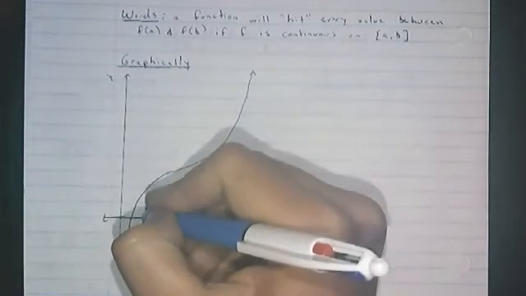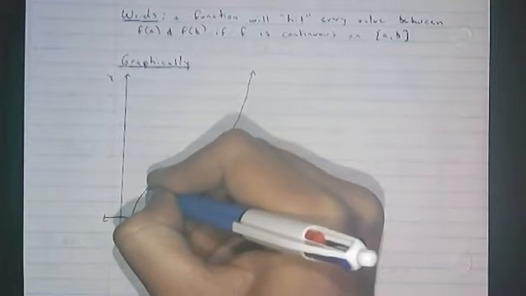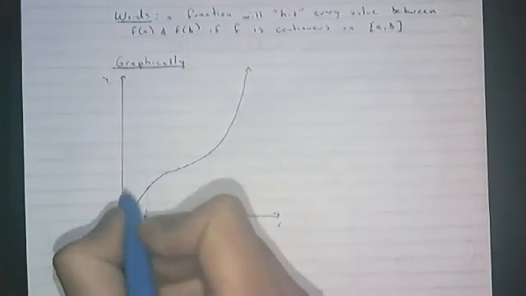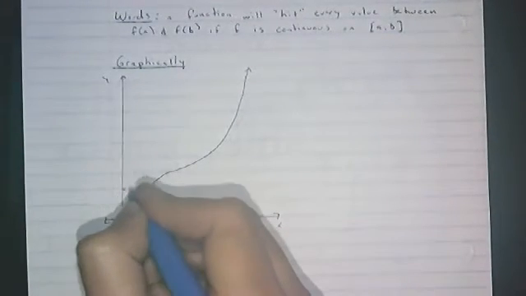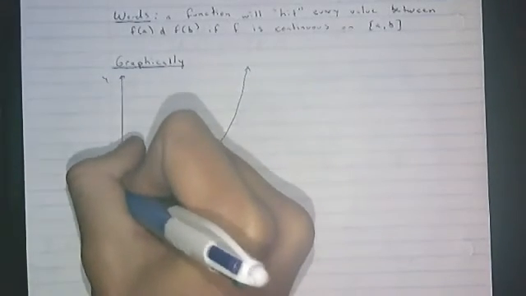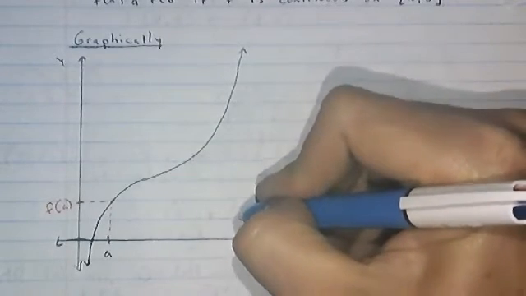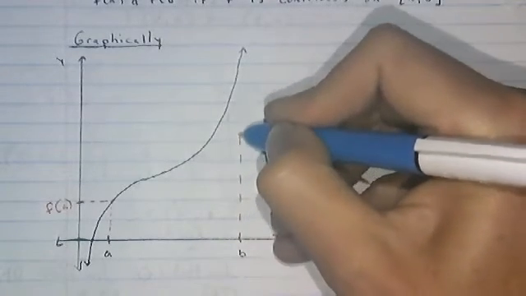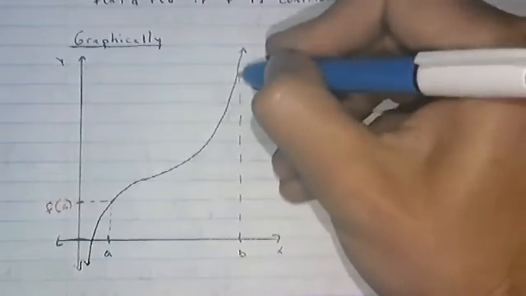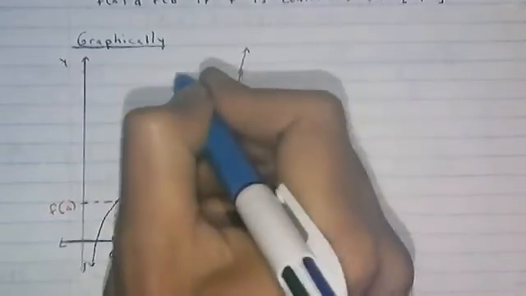Now, there should be corresponding function values. That's what functions do. You give it A, it gives you f of A. Or if you give it B, it gives you f of B.